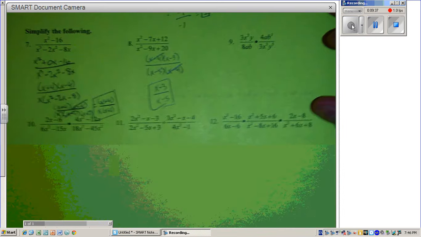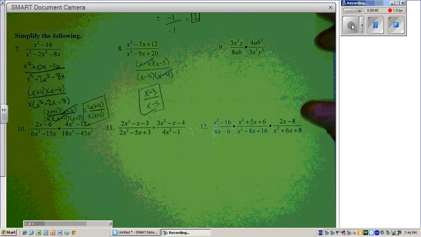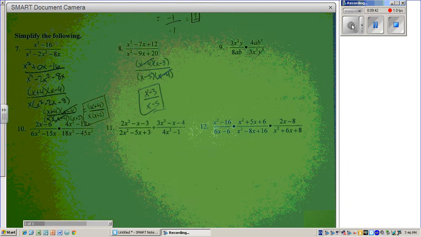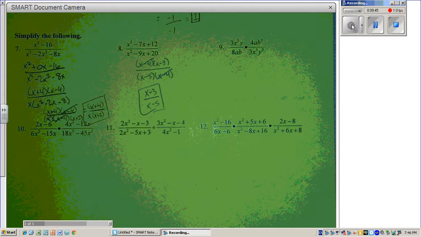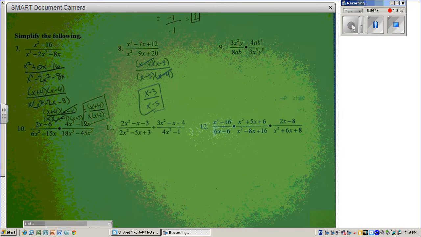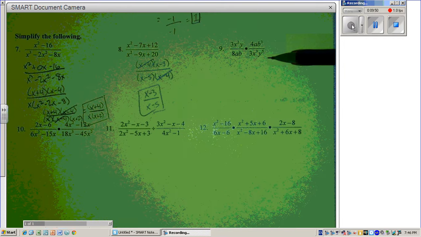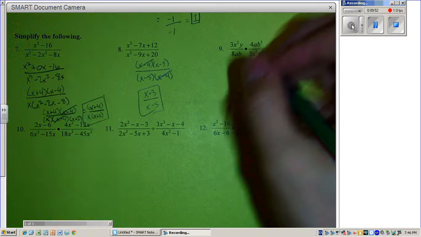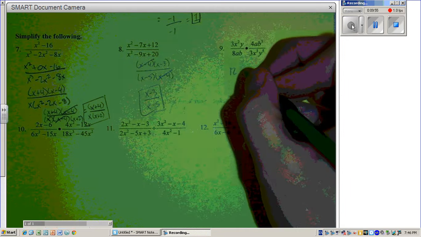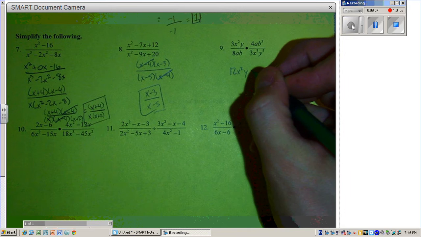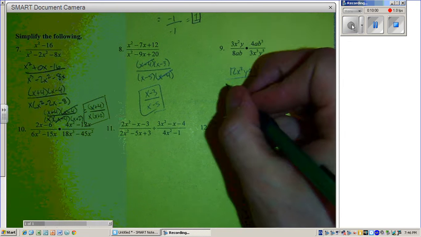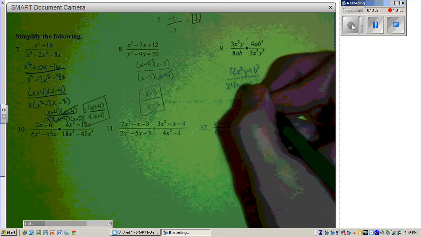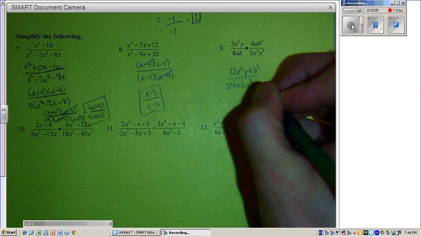Number 9. These are still considered rational expressions, but now we have to think back to our exponent days. So I'm going to try to find any commonalities in the numerator that I see in the denominator. I'm going to multiply the whole numerators together, so I get 12 x squared y a b cubed over 24 a b x cubed y to the fifth.